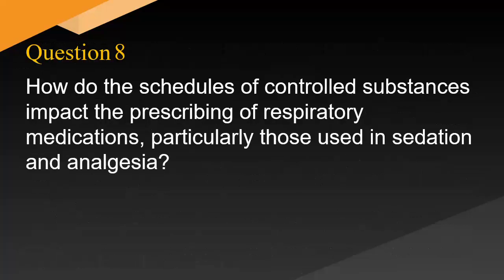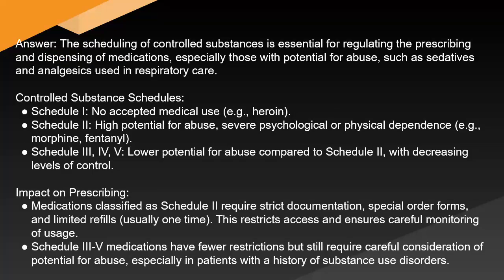How do the schedules of controlled substances impact the prescribing of respiratory medications, particularly those used in sedation and analgesia? Answer: the scheduling of controlled substances is essential for regulating the prescribing and dispensing of medications, especially those with potential for abuse, such as sedatives and analgesics used in respiratory care. Controlled substance schedules: Schedule I, no accepted medical use, e.g. heroin. Schedule II, potential for abuse, severe psychological or physical dependence, e.g. morphine, fentanyl. Schedules III, IV, V: low potential for abuse compared to Schedule II, with decreasing levels of control.